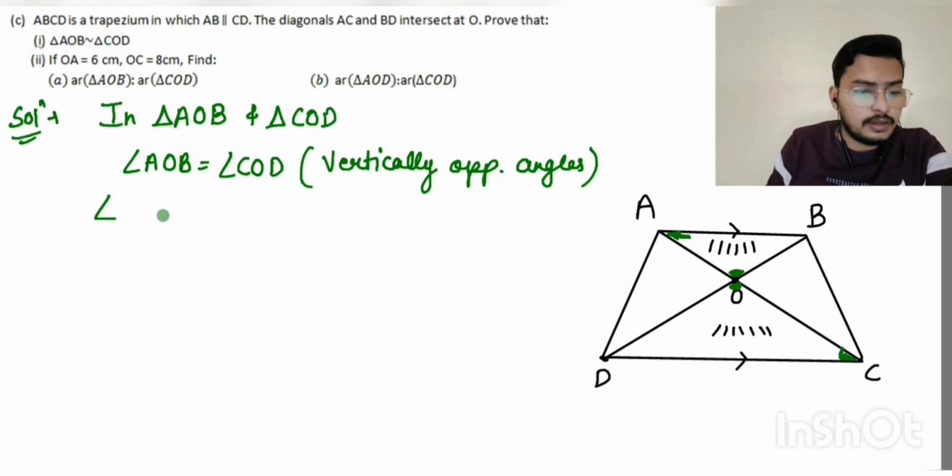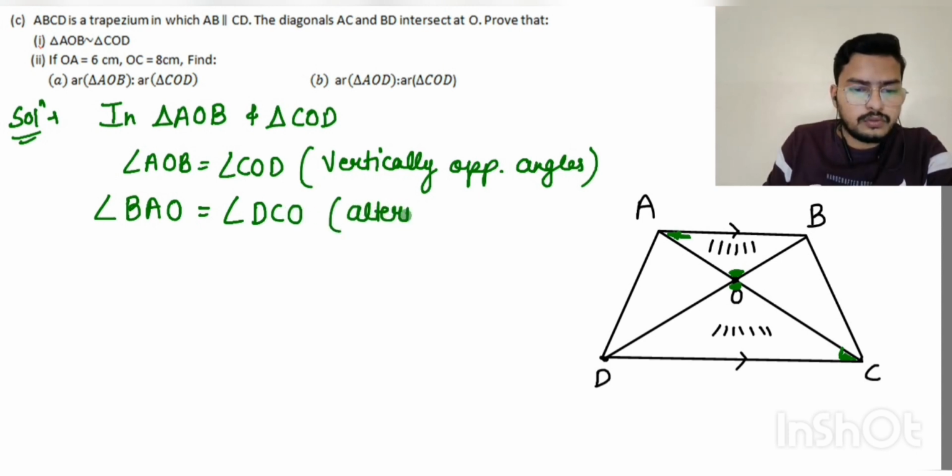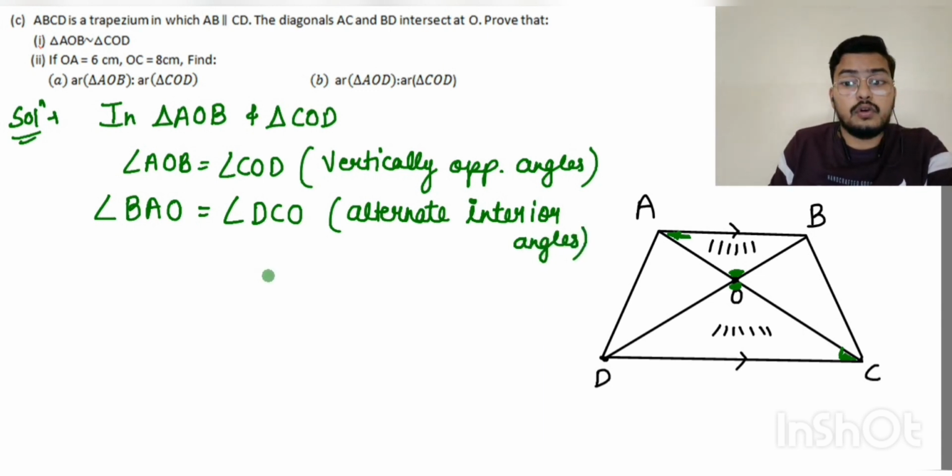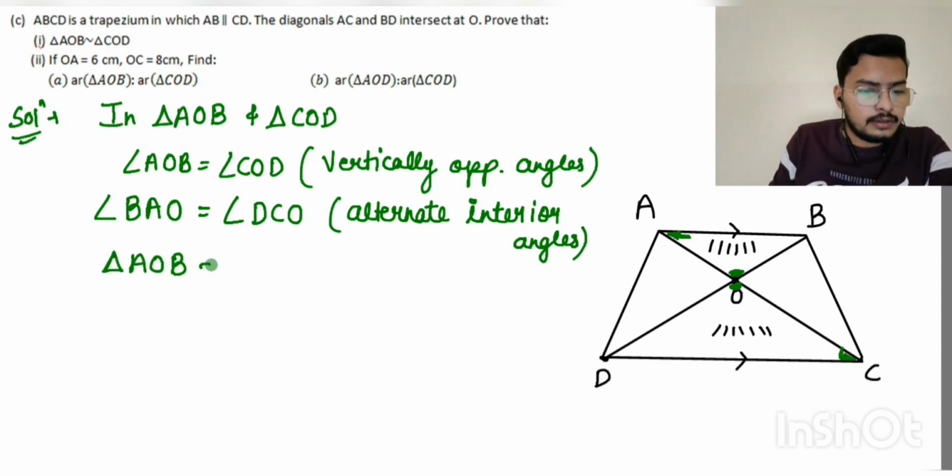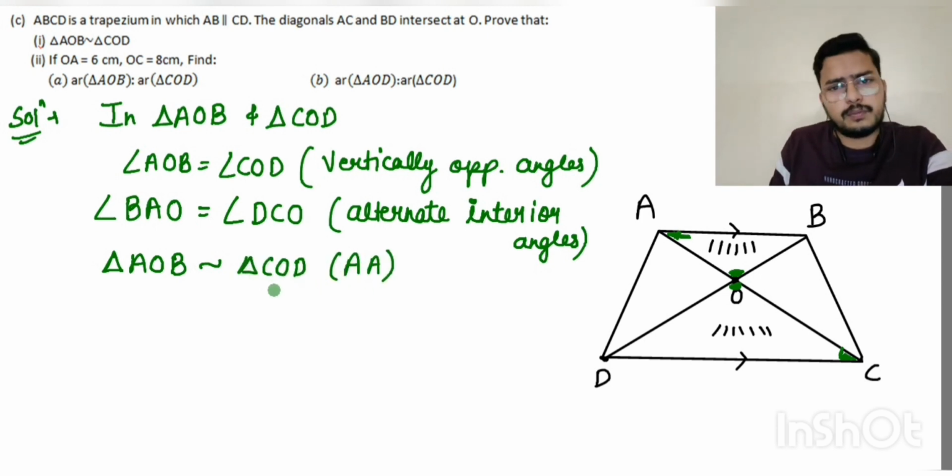This angle, we can say that angle BAO is equal to this angle, DCO. These two angles are also equal because they are alternate interior angles, right? So we can easily say that these two triangles are going to be similar by angle criteria. That is very easy. This part is very easy, right? If you understand the question, then that part is not so tough.